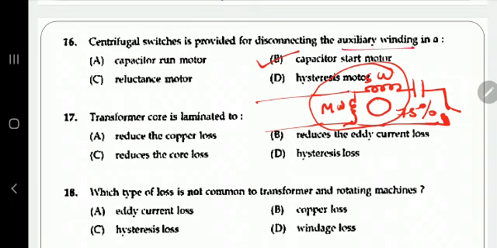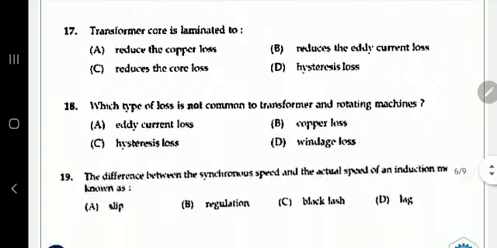But in the case of capacitor run motors, this will be absent. It will be permanently connected, so there is no disconnecting of the auxiliary winding. Let's move on to the next question, question number 17.